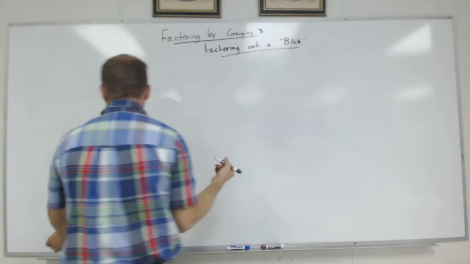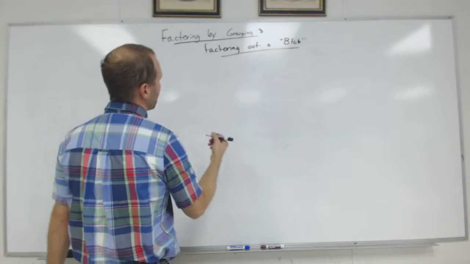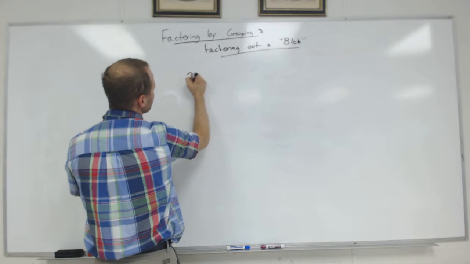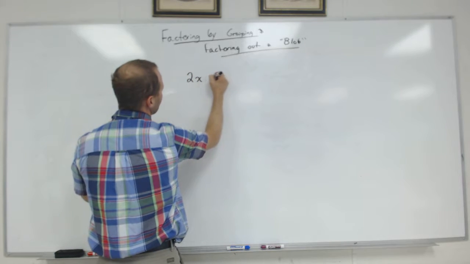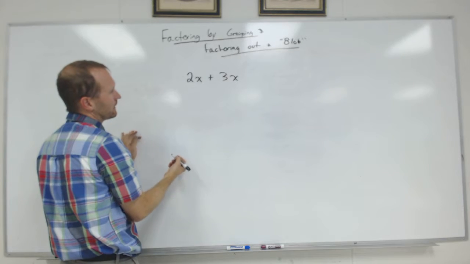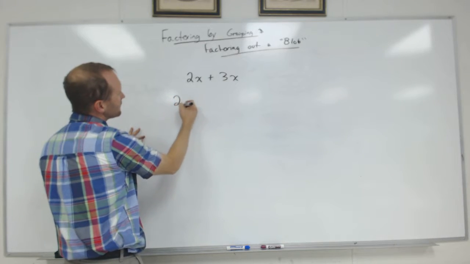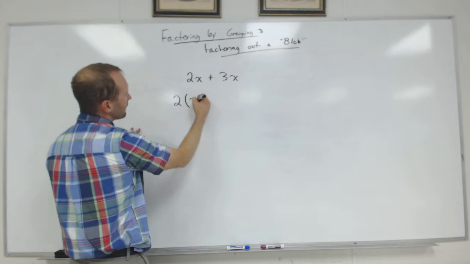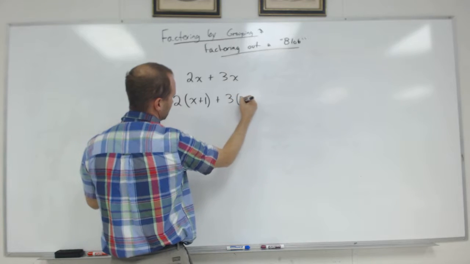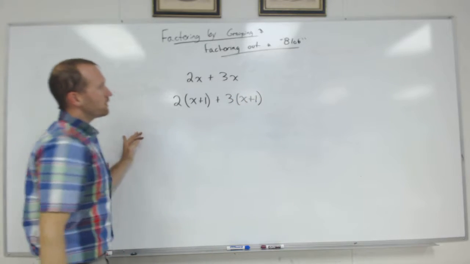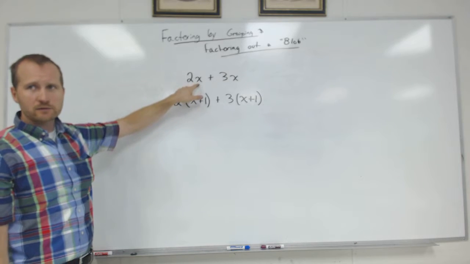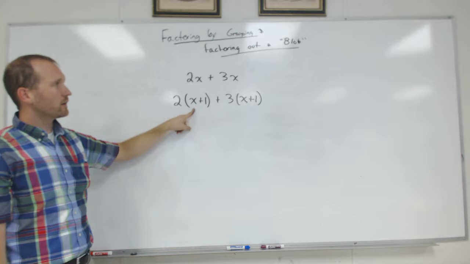So factoring out a blob just refers to a problem like this, but instead of x, I could have anything. And the reason we call it a blob is you'll often see a problem where there's something like this. You guys see how these are really the same thing? X can be anything. So x could be x plus 1.